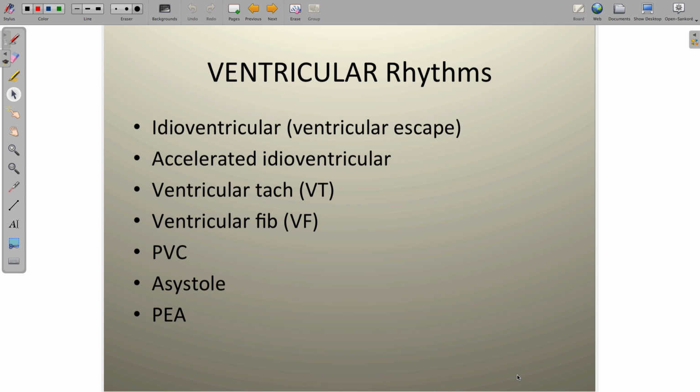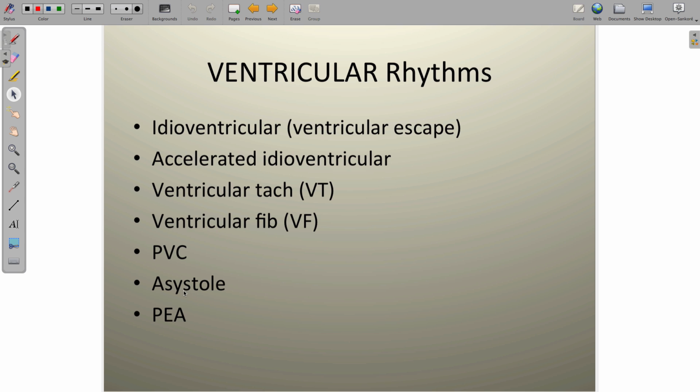All right, so these are the rhythms we're going to look at. We're going to look at idioventricular rhythm. We'll also mention what this ventricular escape business is. It'll just be similar to the junctional escape stuff that we talked about in the previous video. We'll look at accelerated idioventricular rhythm. We'll look at the ever famous ventricular tachycardia. We'll look at ventricular fibrillation. And then we'll look at something that's not even a rhythm, but the premature ventricular complex.